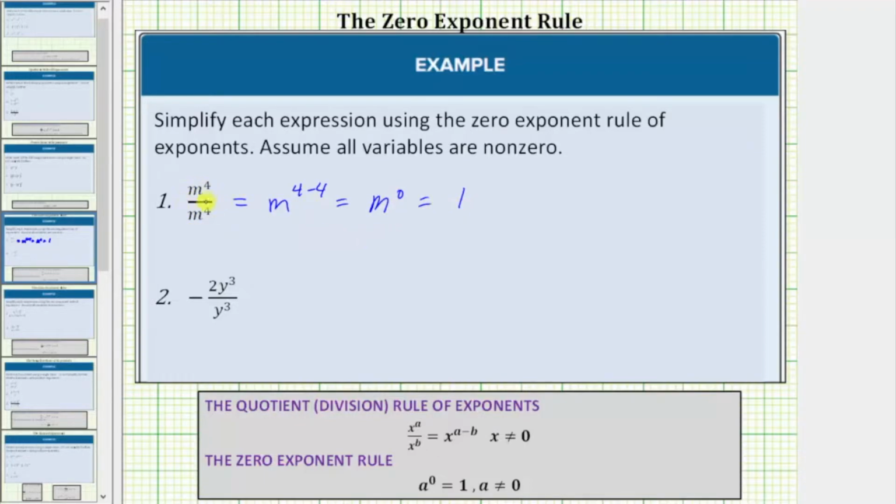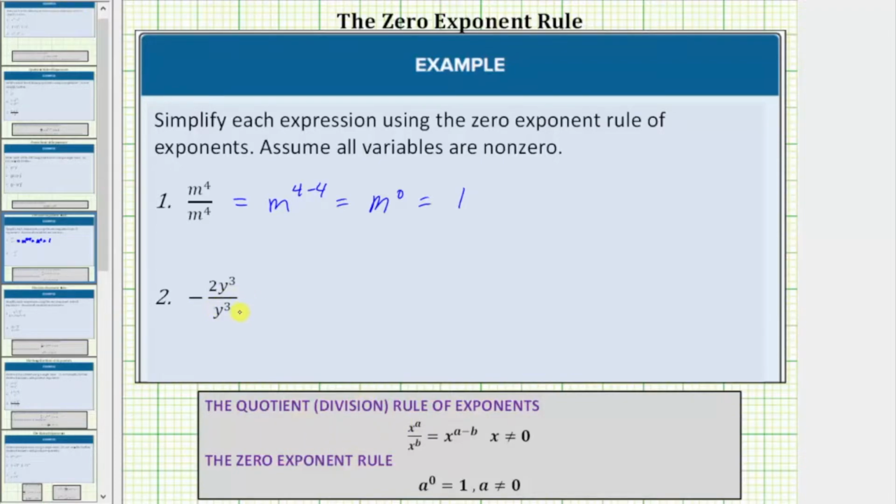We know this quotient is equal to 1, and when applying the quotient rule of exponents, we get the base raised to the power of 0, which must also be equal to 1. Looking at number 2, notice how we have y to the third divided by y to the third, which again we should recognize will simplify to 1. But once again, let's simplify this using the quotient rule of exponents and the zero exponent rule.